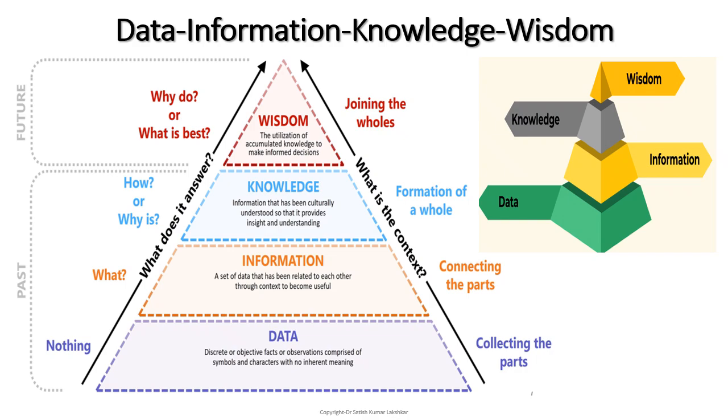Then when we talk about information, it is about the context. Okay, and then the third level, the upper level, is knowledge. Knowledge is information that has been culturally understood so that it provides insight and understanding, meaning how something has happened, or why something is happening. So data, information and knowledge are all related to past happenings. Something has happened in the past.